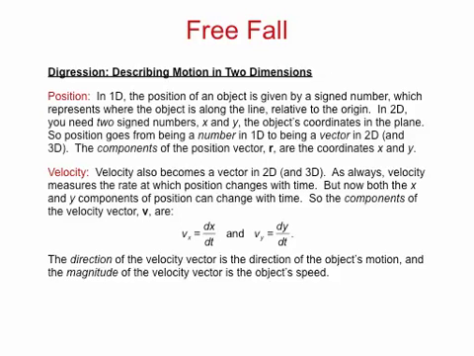Velocity also becomes a vector in 2D and 3D. As always, velocity measures the rate at which position changes with time. But now both the x and y components of position can change with time. So the components of the velocity vector, v, are v sub x equals dx by dt, and v sub y equals dy by dt. The direction of the velocity vector is the direction of the object's motion, and the magnitude of the velocity vector is the object's speed.